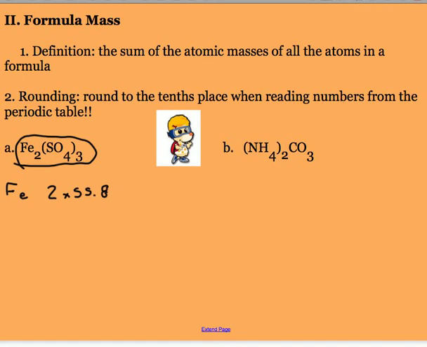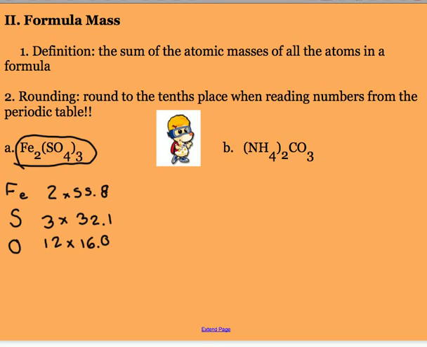Then we go down to sulfur, and you have to make sure you distribute. When you distribute through the parentheses, we should have that there are 3 sulfurs. Again, look it up on the periodic table, and each sulfur is 32.1. And then last but not least, oxygen, multiply through. So we have 12 oxygens here, and each oxygen from the periodic table is 16.0.